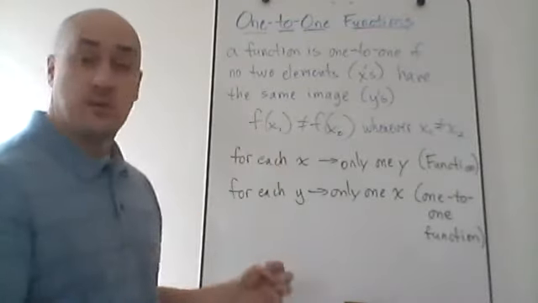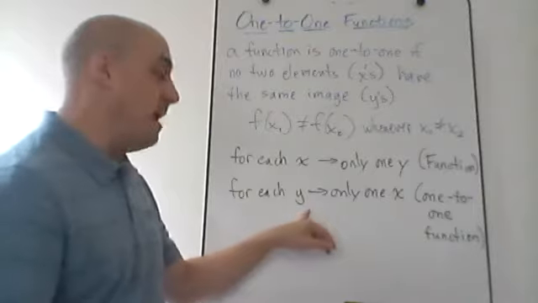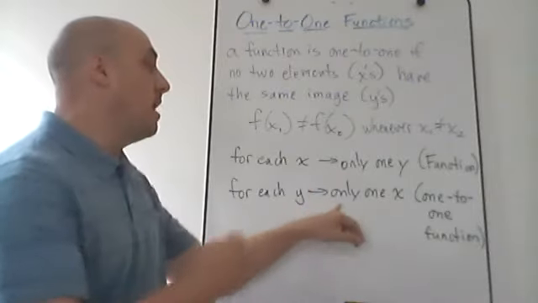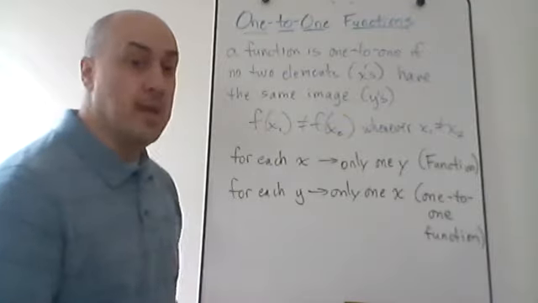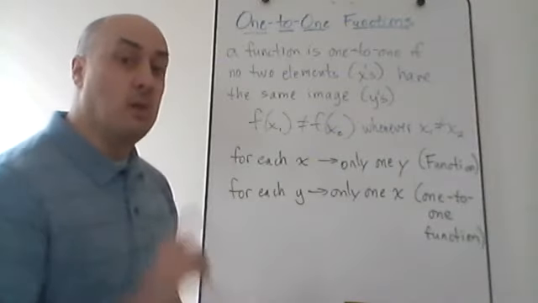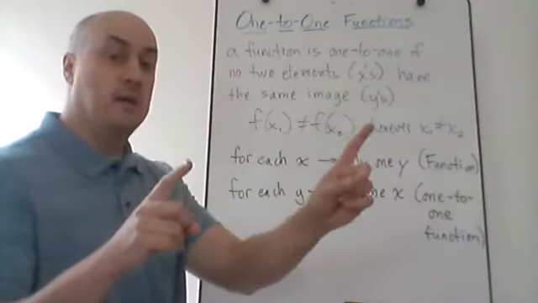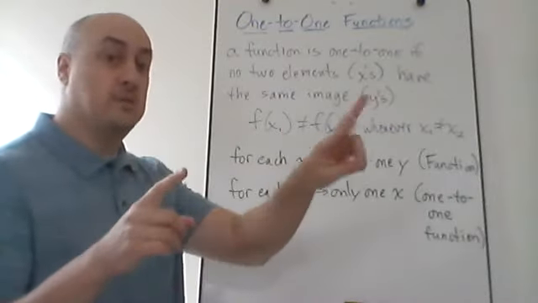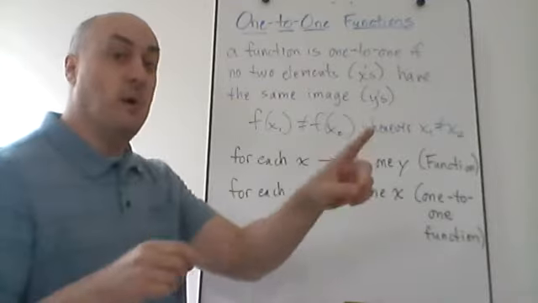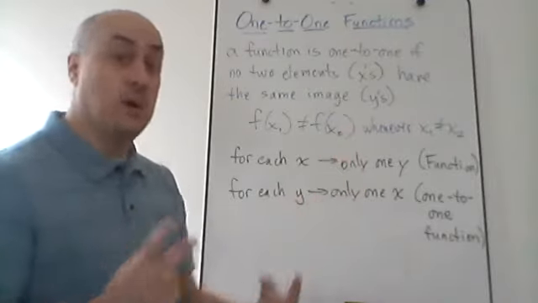The one-to-one function is going the other way with it. For each y value, for each output value, it only comes from one single x value, one single input. That's what makes something a one-to-one function, and that's why they call it one-to-one. For one x, there's one y. For one y, there's one x. If one x has two y's, it's not a function. If one y has two x's, it's not a one-to-one function.